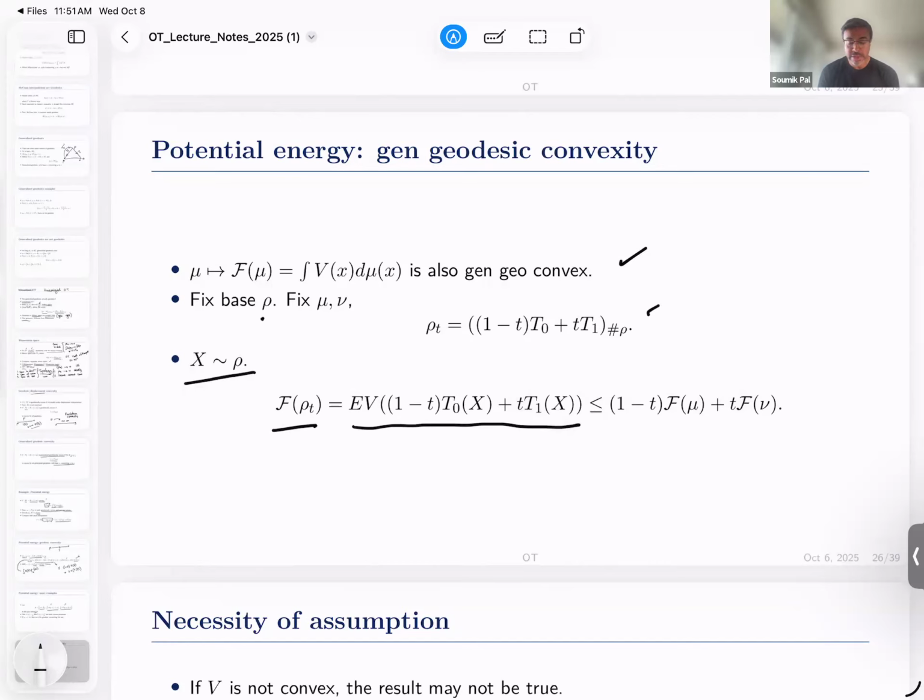And now by usual convexity of my function V, I get this. If V is strictly convex, I get strict convexity. If V is not strictly convex, I may not get strict convexity. Easy peasy. Good.